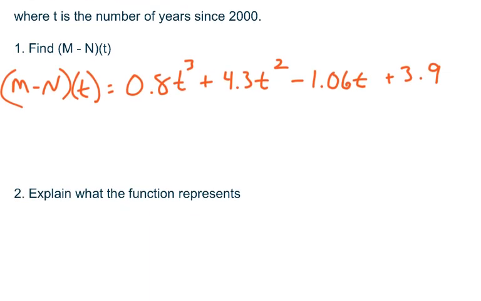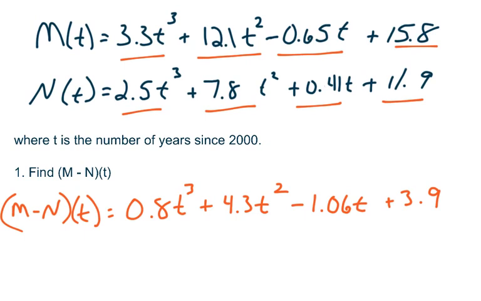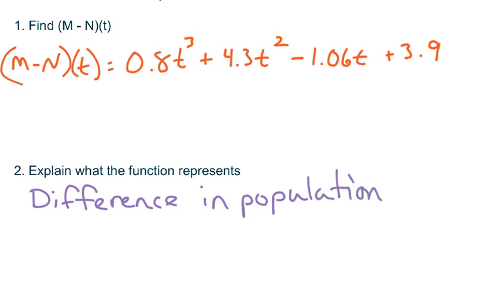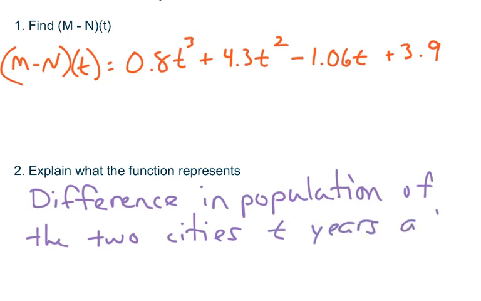Now, explain what this function represents. Well, we know that this function represents the population of town M. This function here represents the population of town N. If we're subtracting them, what we're really doing is finding how far apart the populations are. So this function represents the difference in population of the two towns, or the two cities, t years after the year 2000. That's what this tells us.